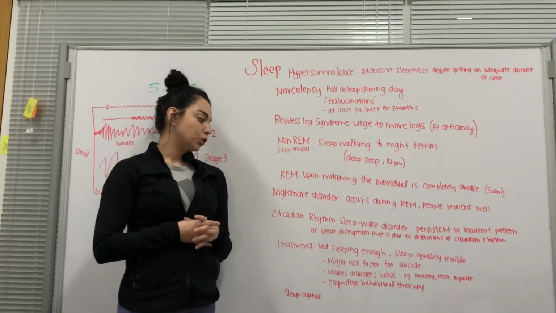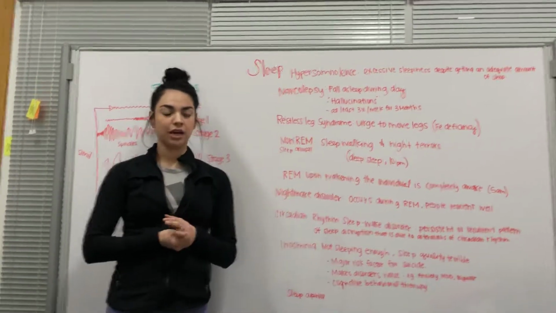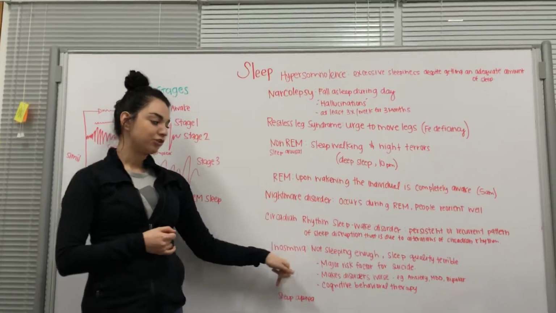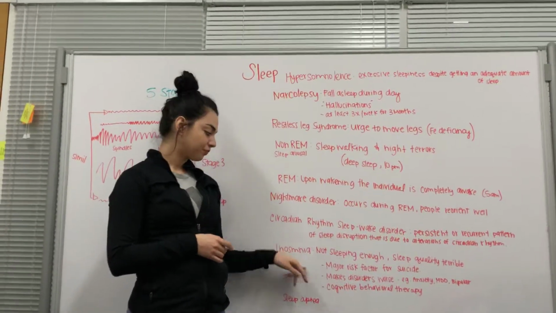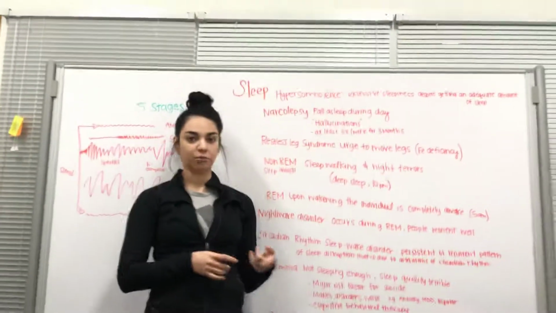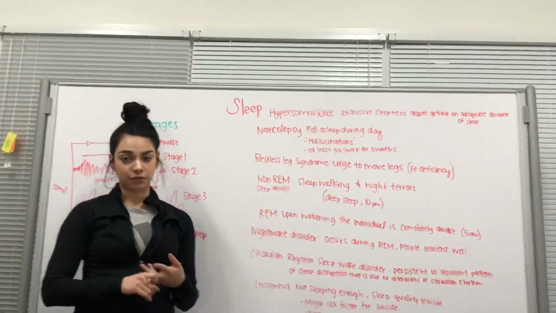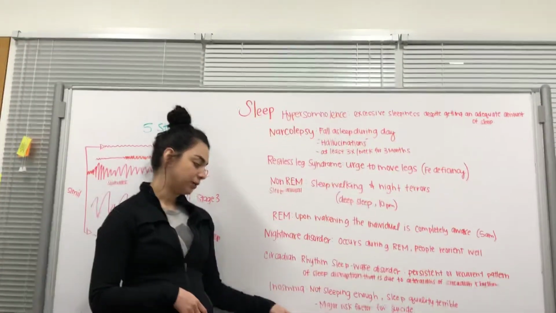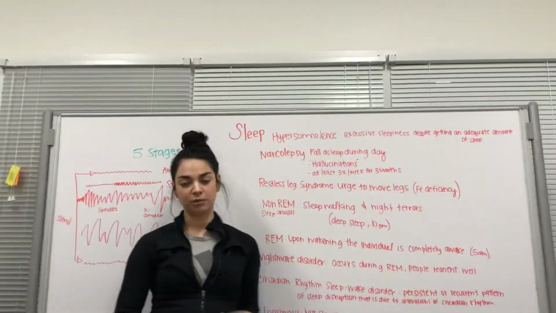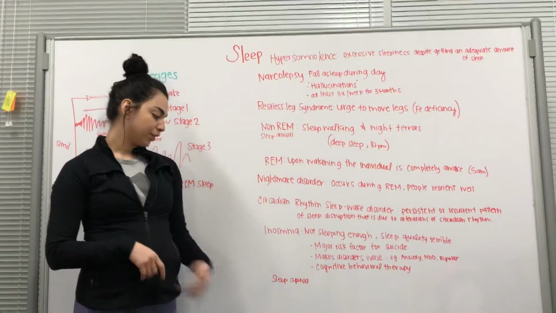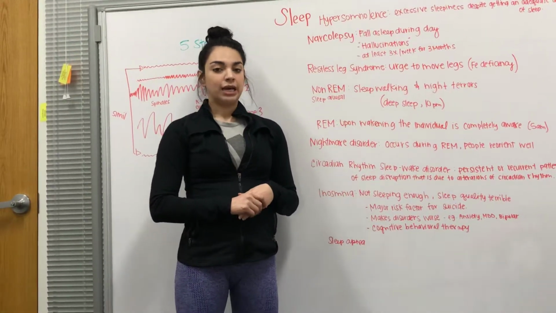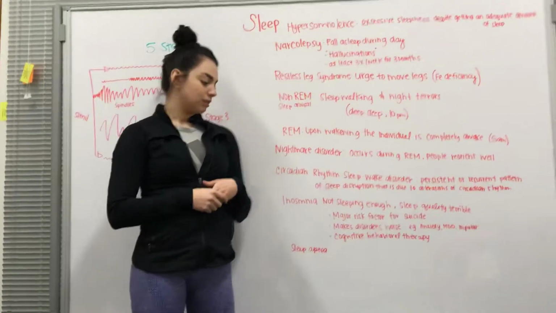Insomnia is where an individual is not sleeping enough and has terrible sleep quality. Some things to know with insomnia: it's a major risk factor for suicide. It makes disorders worse, for example anxiety, major depressive disorder, and bipolar. The main treatment is going to be cognitive behavioral therapy. That's a big one for treatment when it comes to insomnia. And then sleep apnea, this is where you stop breathing during the night, and it varies in severity.